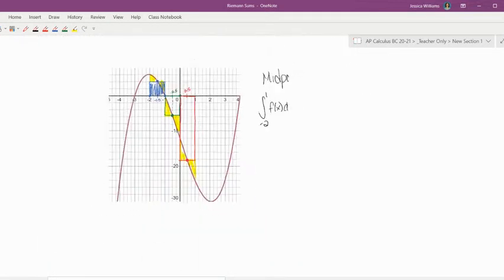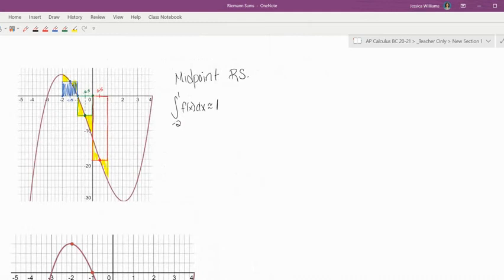Is it always going to be closer? No. Is there one that's always better? No. If there was one that was always better, I wouldn't teach you the other ones. So it just depends on the shape of the curve, the way the curve moves. There's just a lot of things going on.